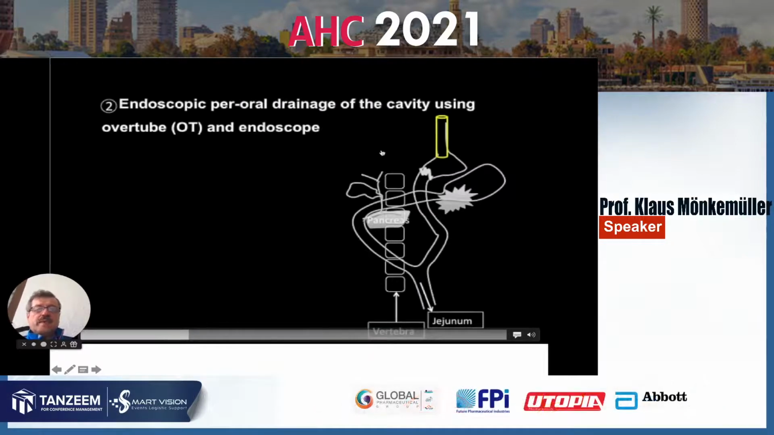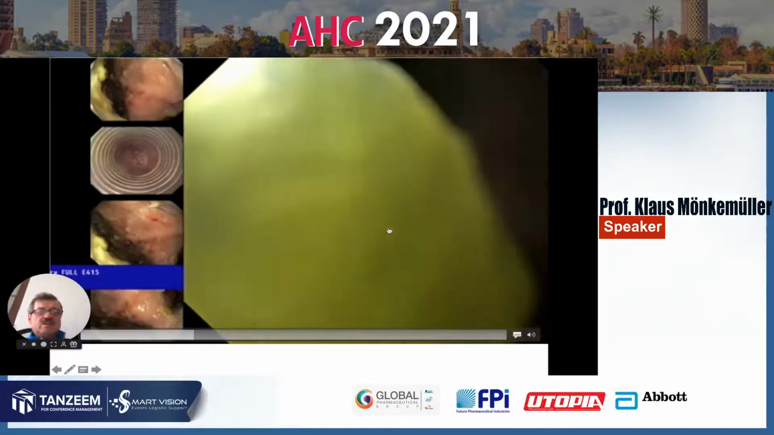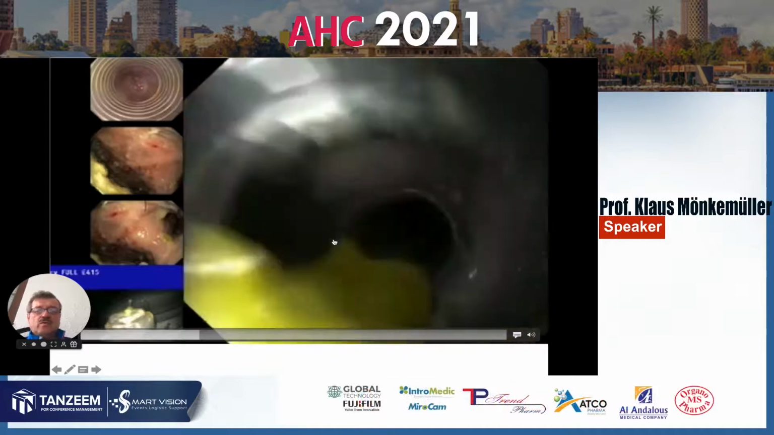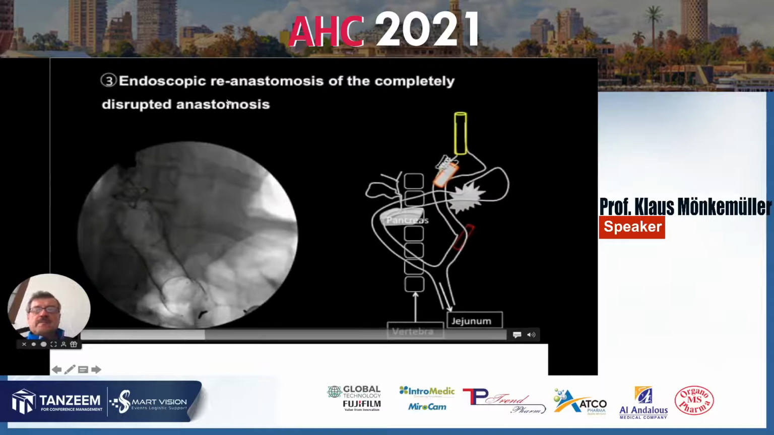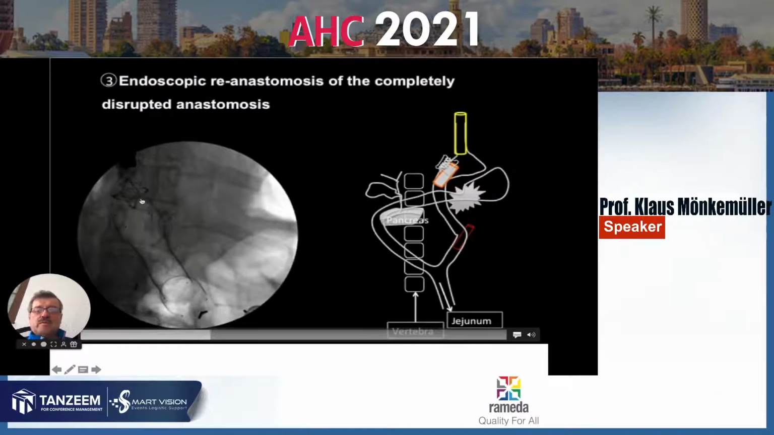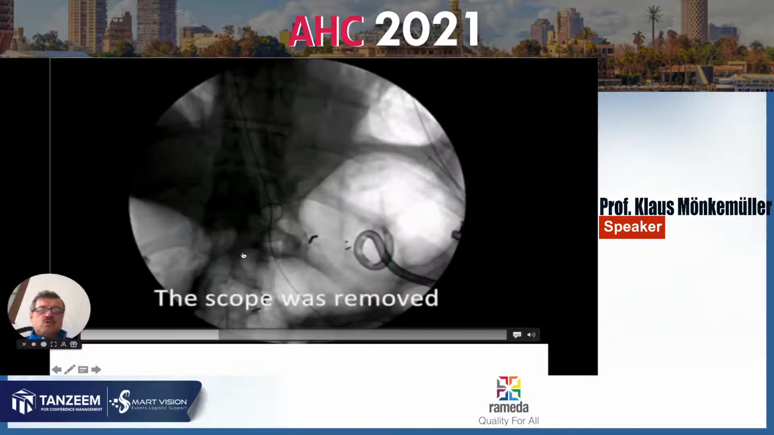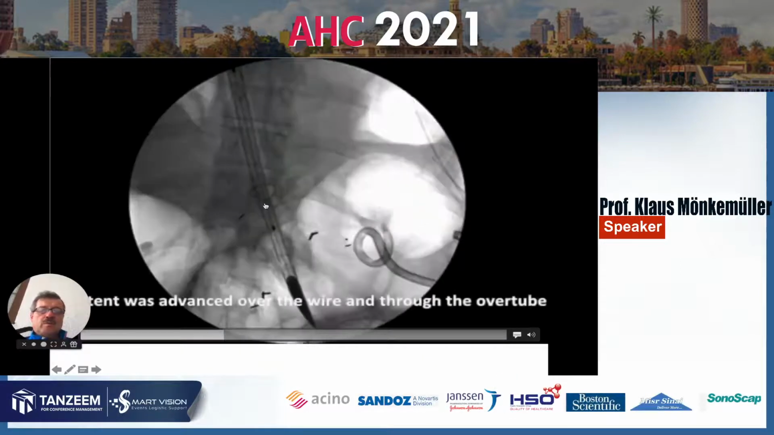After doing the jejunostomy, we performed overtube directed drainage, endoscopic directed drainage of this cavity. Here you can see all of the food being removed from this cavity with the overtube. Then we performed a reanastomosis using a fully covered metal stent that was placed over a wire and over a tube, the tube from the overtube of the double balloon enteroscope.